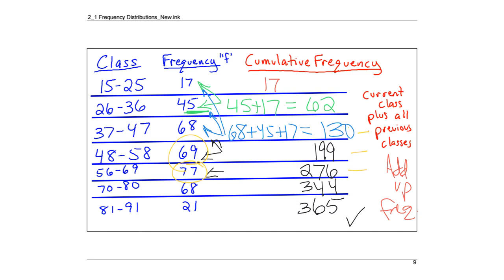So whichever way works for you. Some people like to add them all up. That works for each row, or some of them like to just work their way down. But with cumulative frequency, you're always looking at the current row and all the rows before, and you want to make sure that your very last number is the same as your sample size.